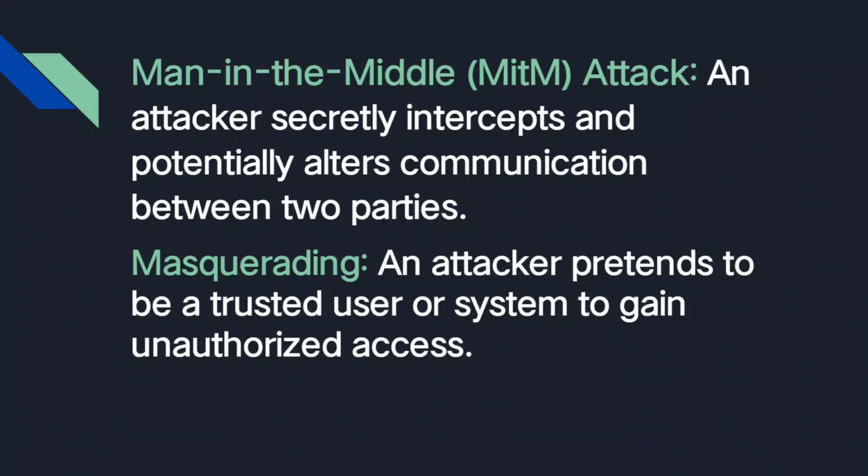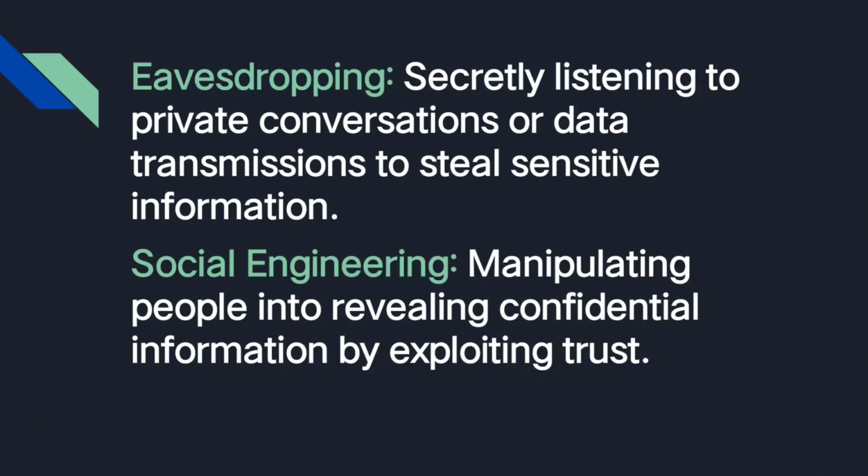The next one is masquerading. Here an attacker pretends to be a trusted user to gain unauthorized access. He fools the user by showing he is a trusted user. Next one is eavesdropping, that is spying. It is the process of secretly listening to private conversations or data transmissions in order to steal sensitive information. This is accomplished by using spywares.